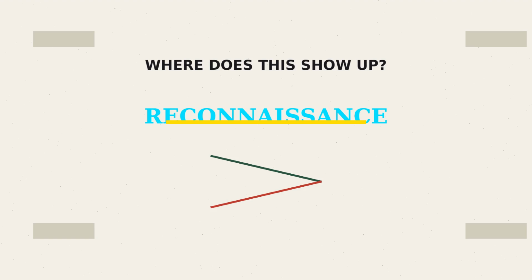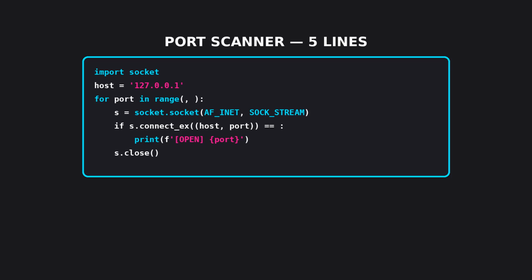Every port scanner on Earth, from Nmap down to a 15-line script, runs on this same primitive. Connect to a host on a range of ports and see which ones answer. That is reconnaissance. It is how attackers map a network, and it is how defenders inventory their own attack surface. Same raw socket, 1 loop, 5 lines.